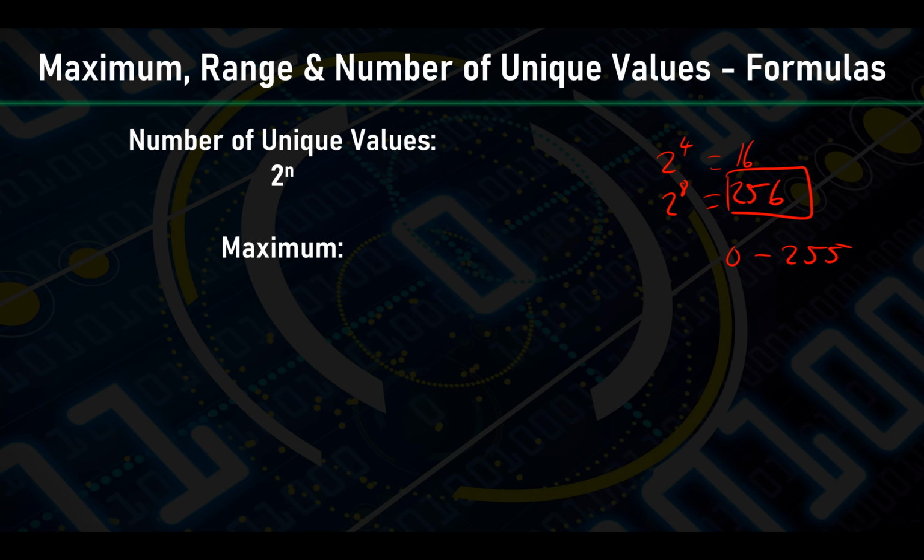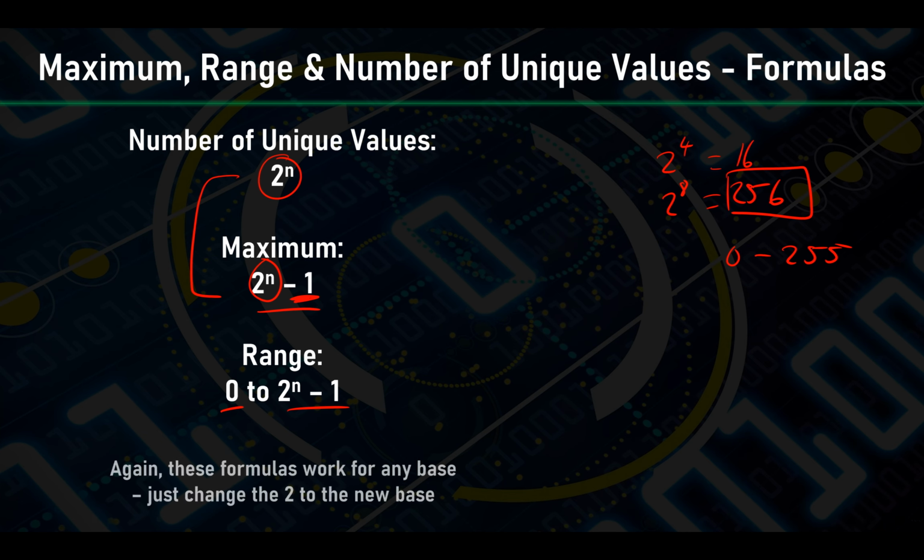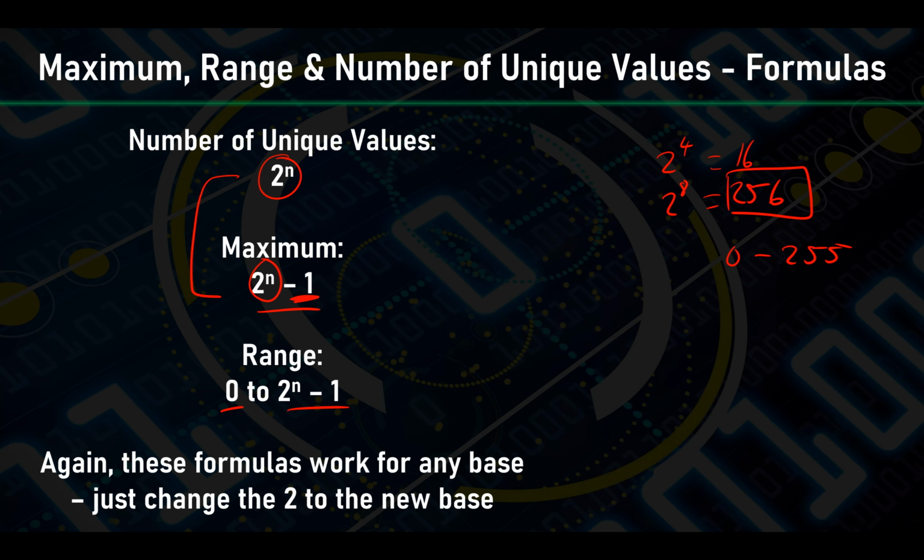Then the maximum, we said, is 2 to the power of n minus 1. And the range: the smallest is going to be 0, and the biggest is of course just this maximum. Hopefully you can see the number of unique values is 2 to the power of n, and the maximum is 2 to the power of n, then just minus 1. So these are pretty similar, really. Likewise, the range is just 0 to the maximum. Hopefully this is not too difficult. And again, these formulas work for any base. If you want to do this in the exam for base 16 or base 10, then of course you can likewise do that.